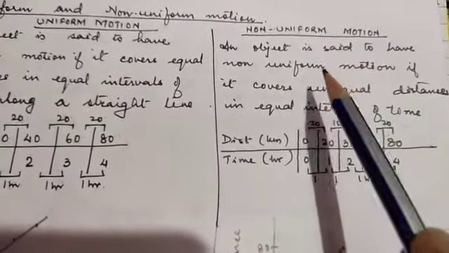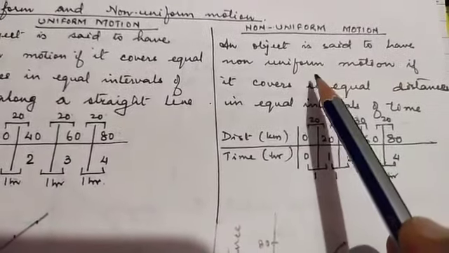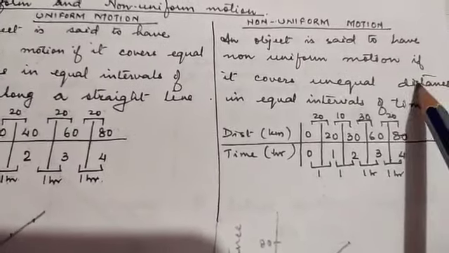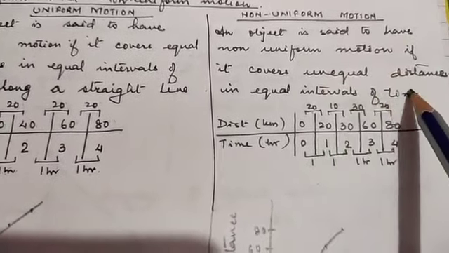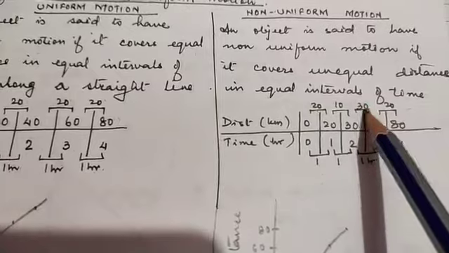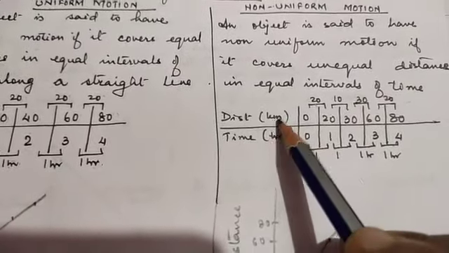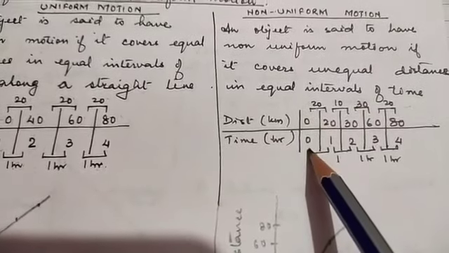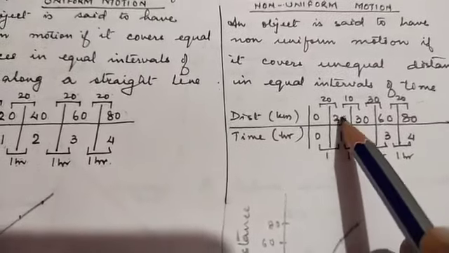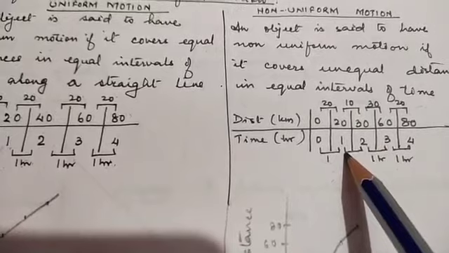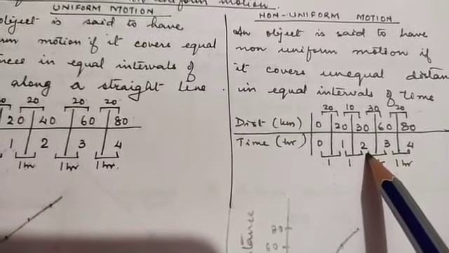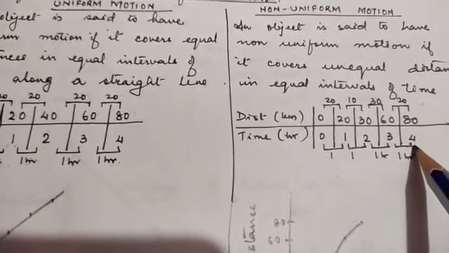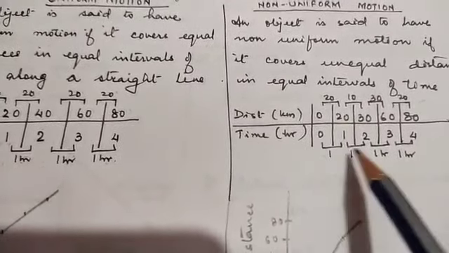Non-uniform motion. An object is said to have a non-uniform motion if it covers unequal distances in unequal intervals of time. 0 kilometer the car is covering in 0 hours. It covers 20 kilometers in 1 hour, 30 kilometers in 2 hours, 60 kilometers in 3 hours, and 80 kilometers in 4 hours. What is the time interval?